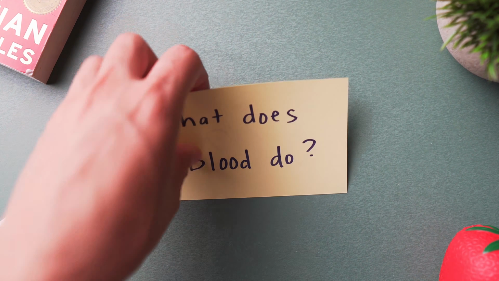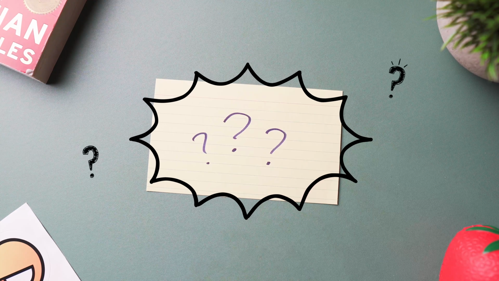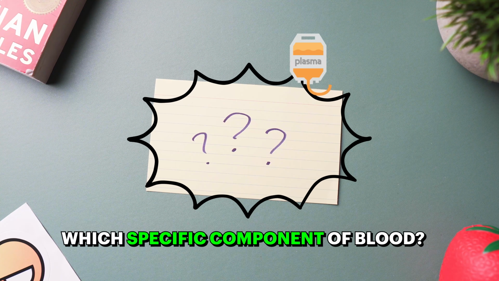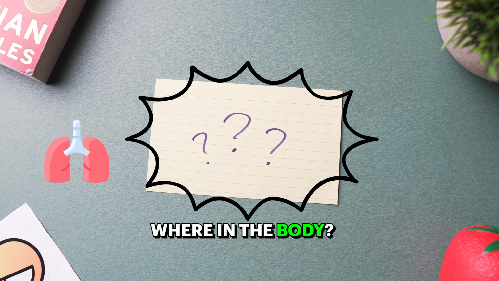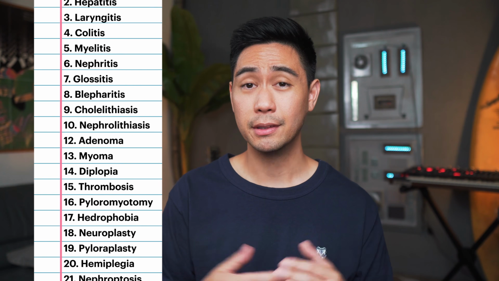It raises a lot of additional clarifying questions, like which specific component of blood? Plasma, white blood cell, red blood cell? Where in the body? The lungs, the heart, the vessels? We know it's a bad flashcard when the answer is a long list, because when you study lists, you might recall some, but not all the facts. And this causes us to incorrectly gauge what we know and what we don't know.